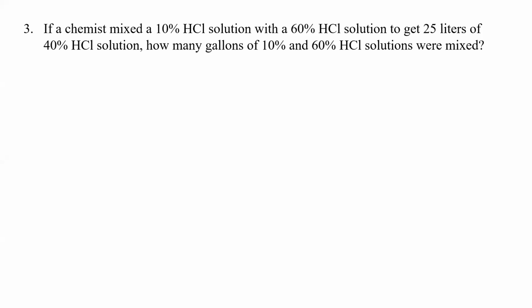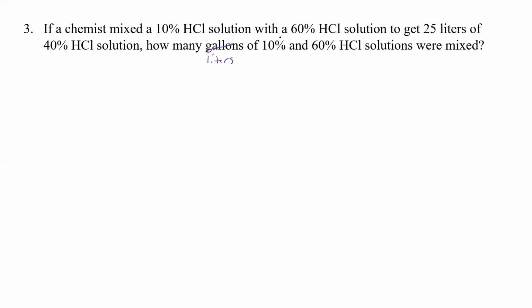So here it says, if a chemist mixed a 10% hydrochloric acid solution with a 60% hydrochloric acid solution to get 25 liters of a 40% hydrochloric acid solution, how many gallons of a 10% and a 60%, well, it should be liters. They wrote this wrong apparently. This should be liters, or that should be gallons, but we'll go with liters because that's more scientific, of 10% and 60% HCl solutions were mixed.